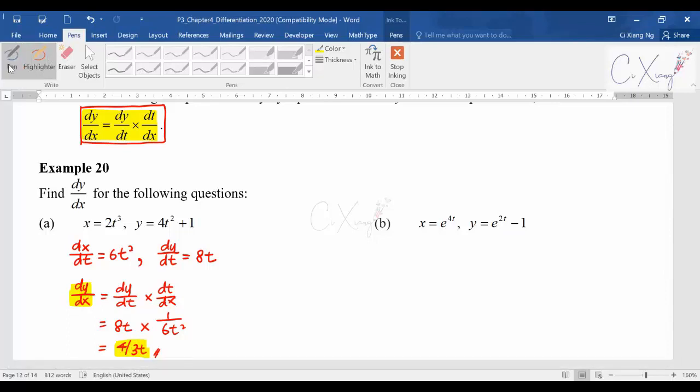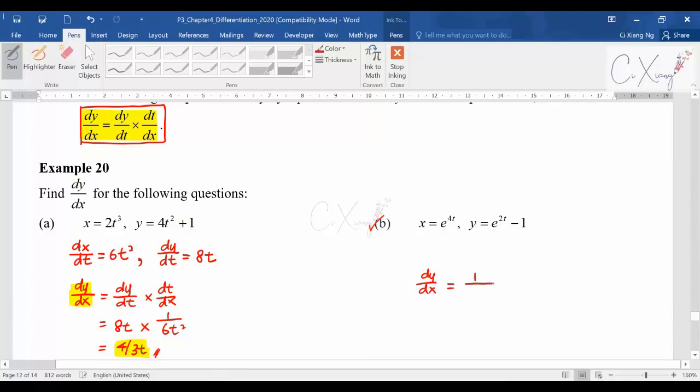Okay. So for parametric, maybe you can try on your own. The answer that you should get for dy/dx should be 1 over 2 e to the power 2t. So you just apply the chain rule that I showed you just now to get the answer. For the differentiation of parametric equations, it generally will not be hard. It is quite simple actually if you know how to apply the chain rule correctly.